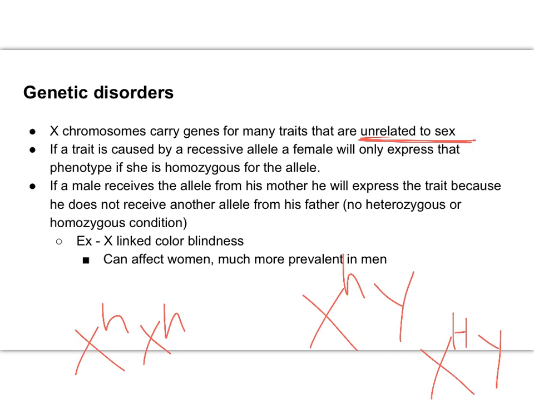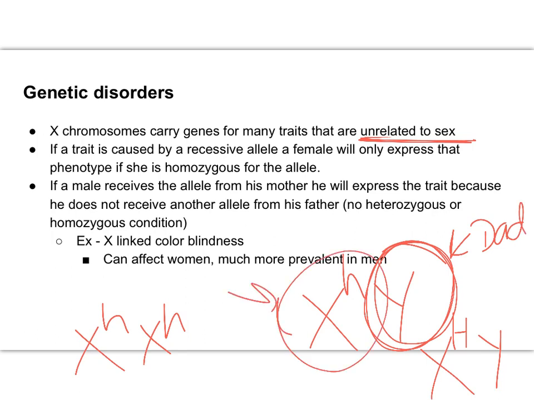So if the male receives the allele from his mother, he will express that trait, because the dad is who always has to donate the Y. This had to come from dad, because even though dad carries an X, mom does not carry a Y. So the only way a son can get a Y chromosome is from the dad.